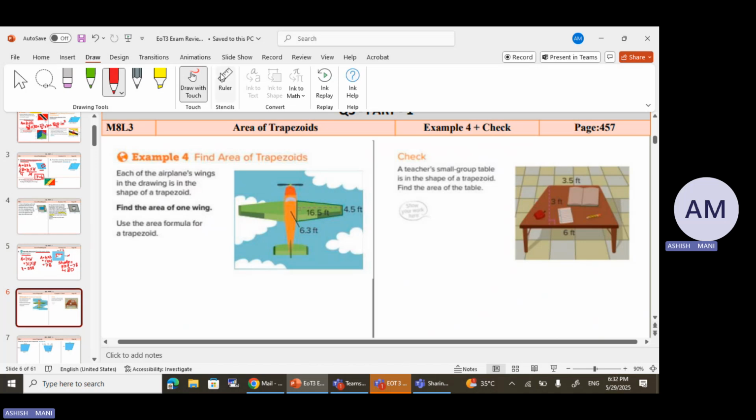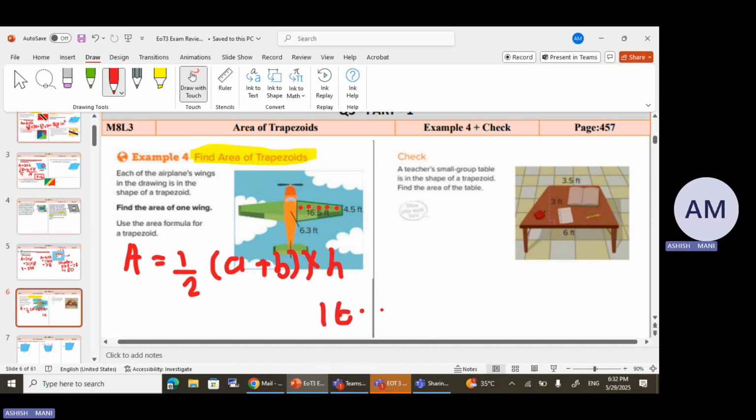Same. Now the next part is the area of a trapezoid. This also has a formula, and in class we have done the formula. The formula is 1 over 2 times bracket a plus b, multiplied by height. The height makes an angle of 90 degrees. If you see, this one is the height, which is 16.5.